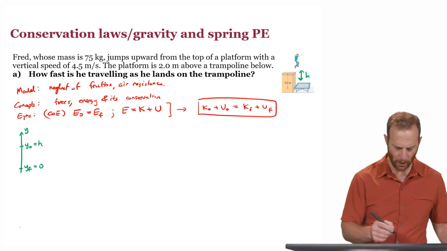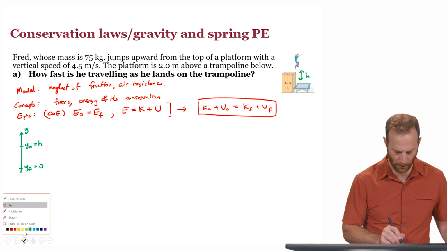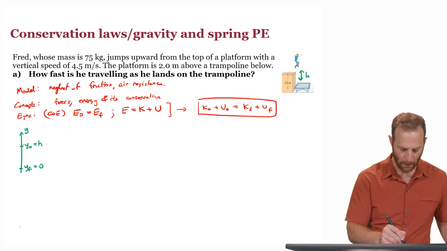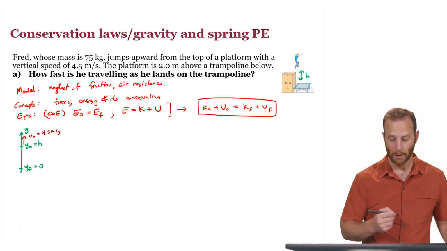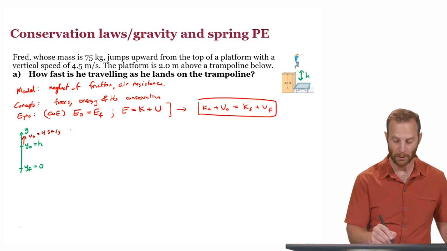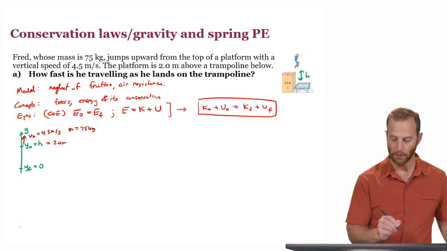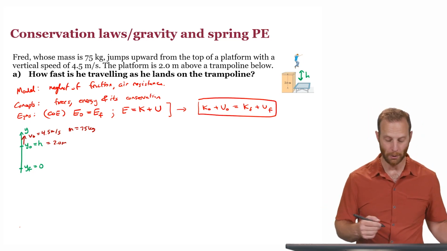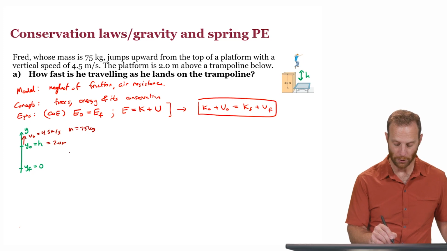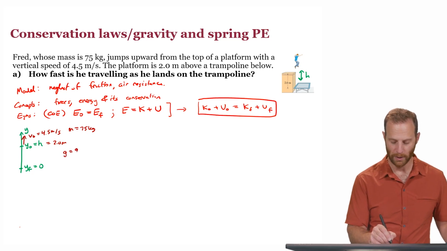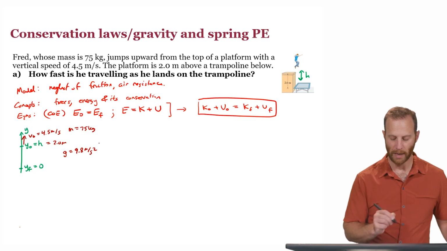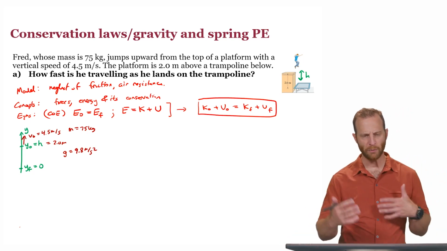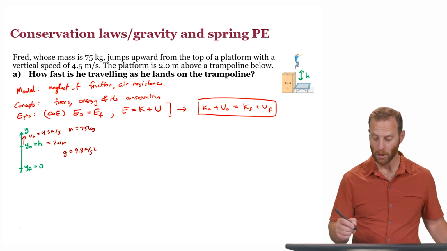We also know that Fred leaves with an initial velocity, which is given. It's given as 4.5 meters per second. And also the height is known as well, and we know his mass. And so there's all these things that we know. We know the mass to be 75 kilograms, we have the initial speed, and we also have the height of 2.0 meters. And we also know that we're presumably on Earth, so in case we need that, we can just note that we're going to involve a g for the acceleration due to gravity, and that's 9.8 meters per second squared. So let's see if we can combine these ideas with this conservation of energy.